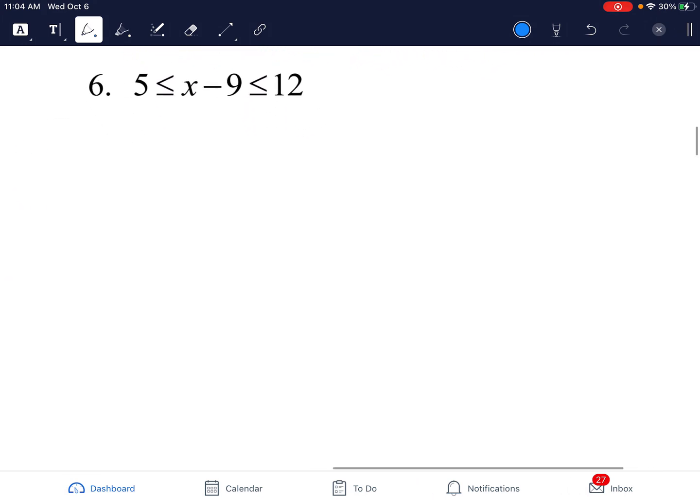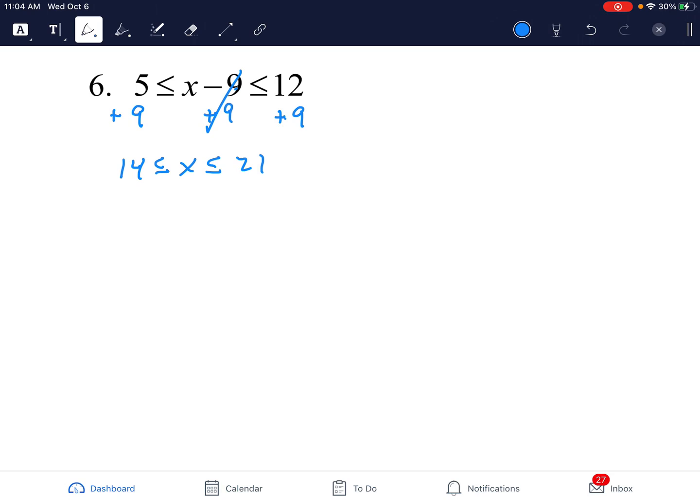All right, number 6. This is a simple compound inequality. We don't have to make two separate equations. You can if you want, but it's kind of useless. We're going to solve for the 1x that we have by adding 9 on all 3 parts of our problem. So 9 plus 5 is going to be 14. And 12 plus 9 is going to be 21.